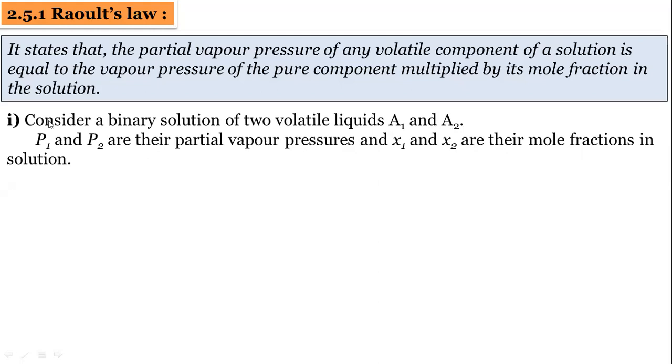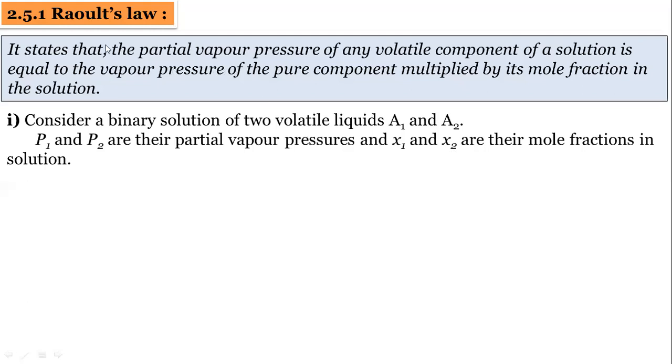Once again, I am explaining. We are taking the binary solution. A binary solution is a solution of 2 liquids mixed with each other, and these are the liquids A1 and A2. P1 and P2 are the vapor pressures. P1 is the vapor pressure of A1 and P2 is the vapor pressure of A2. And X1 is the mole fraction of A1 and X2 is the mole fraction of A2.